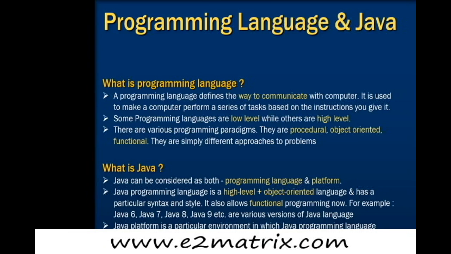The Java platform is a particular environment in which Java programming language applications run. For example, Java SE, Standard Edition, Java ME, Micro Edition, Java EE, Enterprise Edition, Java FX. They all are various Java platforms.